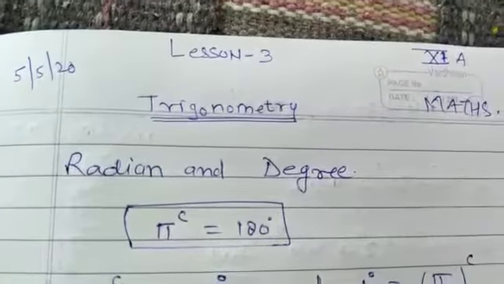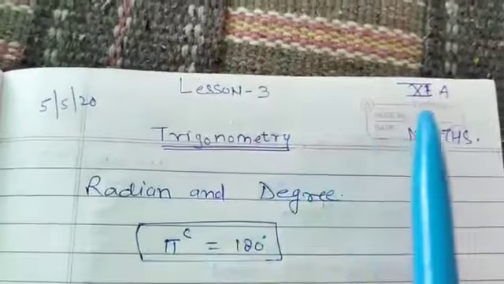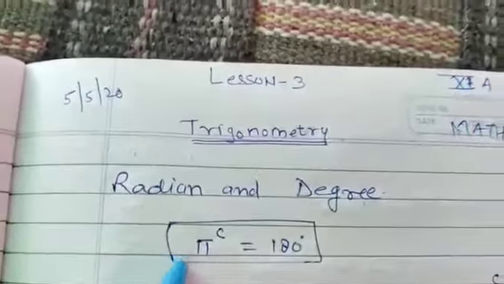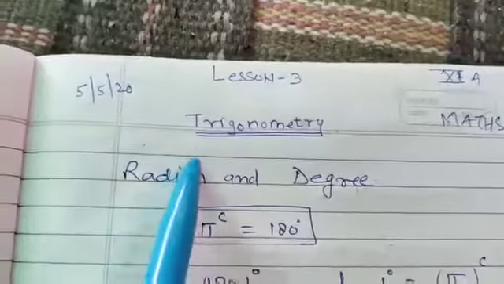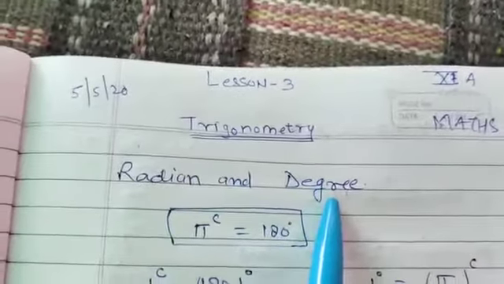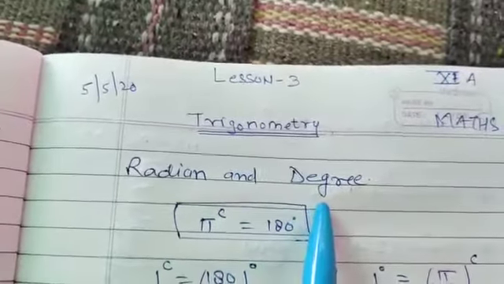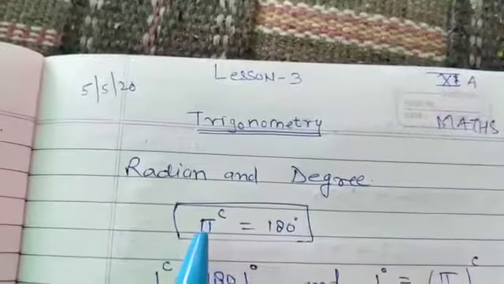Today I am going to teach you lesson 3, trigonometry, of 11th class. Now, in this topic, first we should know what is radian and degree. What is the relation between radian and degree? So, here is the relation between radian and degree.